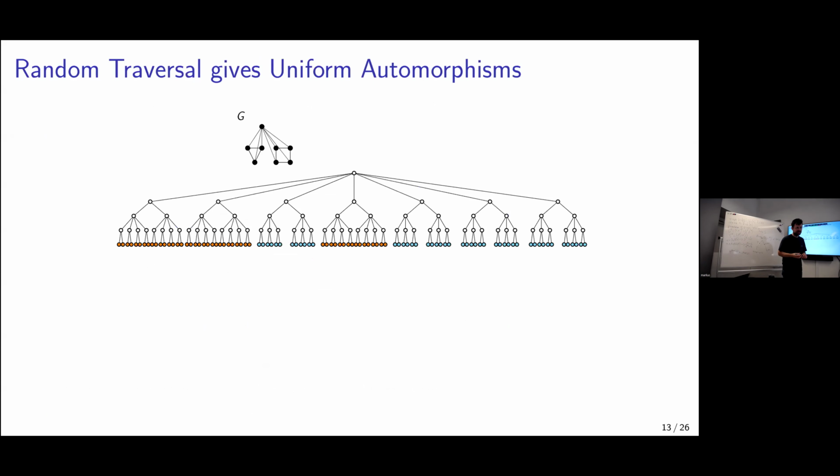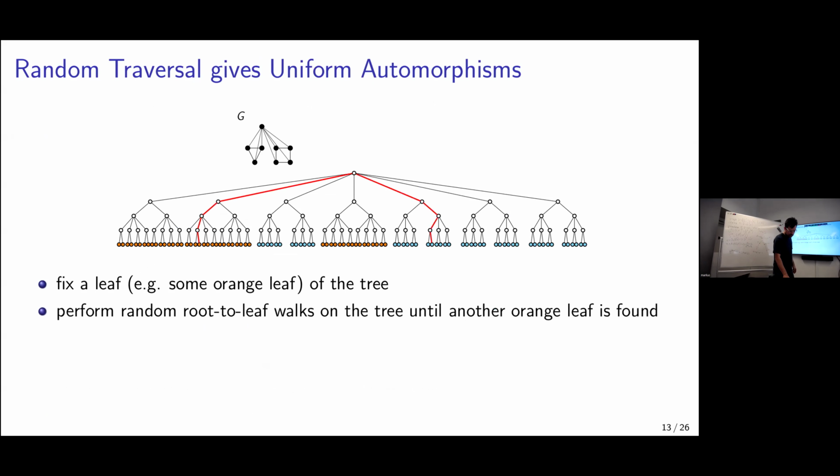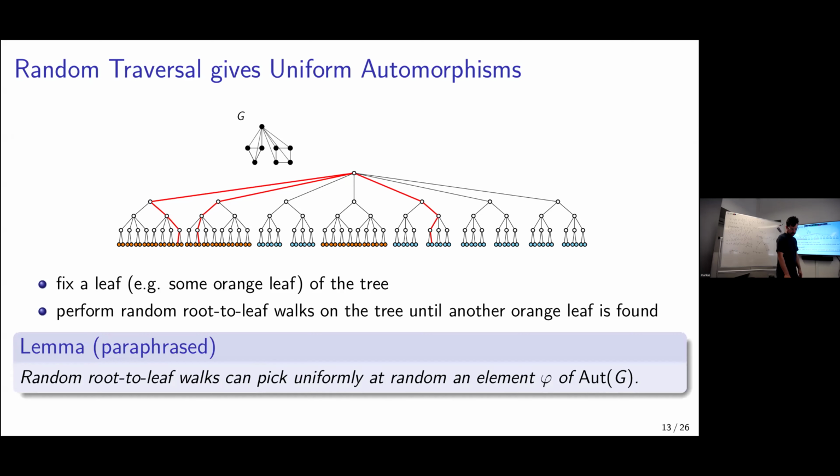And I think this is enough to see that this random traversal actually works. This is what I was trying to get at. So here's an example tree. And so the idea is that you fix some leaf in the tree, and now you perform random root to leaf walks in the tree, as I've described before. And we want to wait for repetition. So we want to see another orange leaf again, and like this. And the idea is that if you only do random root to leaf walks, this will actually give you a uniform random element in the group.